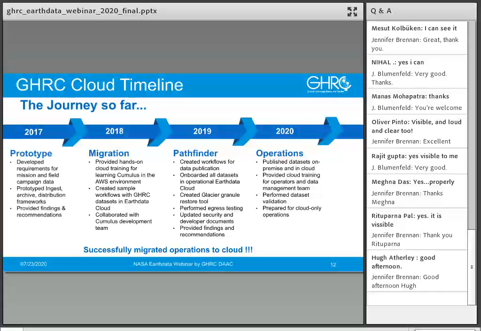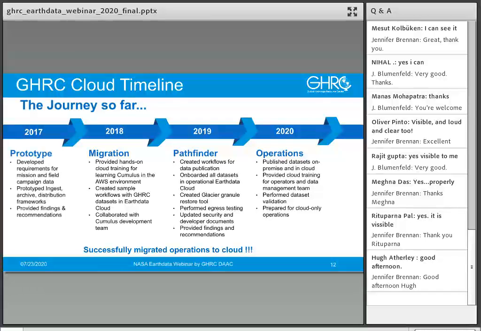So GHRC has been working to transition into the cloud, and this has been a multi-year process. This goes all the way back to 2017, where we've been attempting to really just prototype what we are going to do by this cloud transition. And that prototype process means we're looking for requirements. How are we going to ingest the data? What's the way to go forward with this? What's the workflow going to look like?